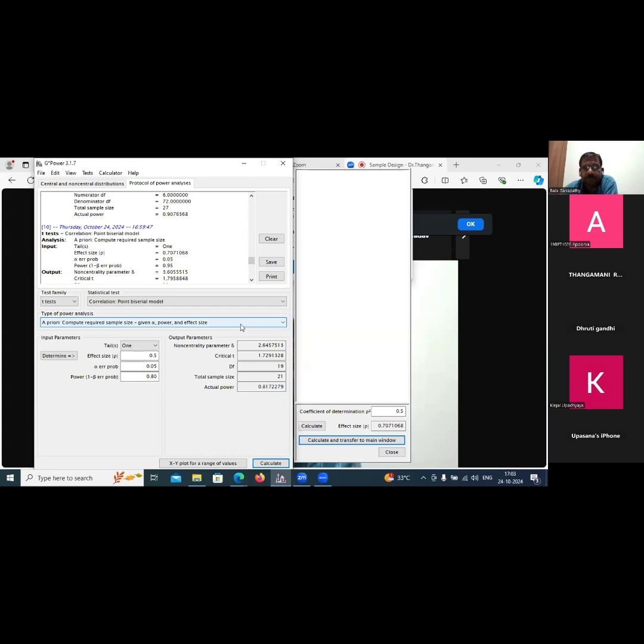And one more thing, this sample size is mainly for the statistical objectives. It is not for the study design. So we should not think that any study design requires any particular sampling. That depends upon what our objective is. For example, even if I have a cross-sectional study, if my aim is to compare the means, then I have to go for a t-test. If I am going for a t-test, accordingly I have to select the sample size.